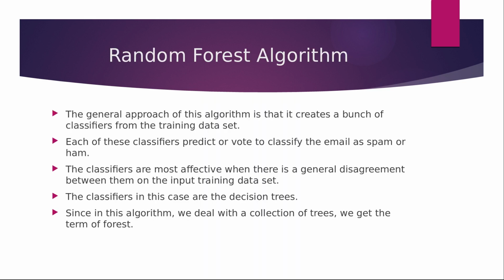Next is the random forest algorithm. The general approach of this algorithm is that it creates a bunch of classifiers from the training data set. In this case, the classifiers are basically the decision trees. The classifiers are most effective when there is a general disagreement between them on the input training data set. Since this algorithm deals with a collection of trees, we get the term forest.